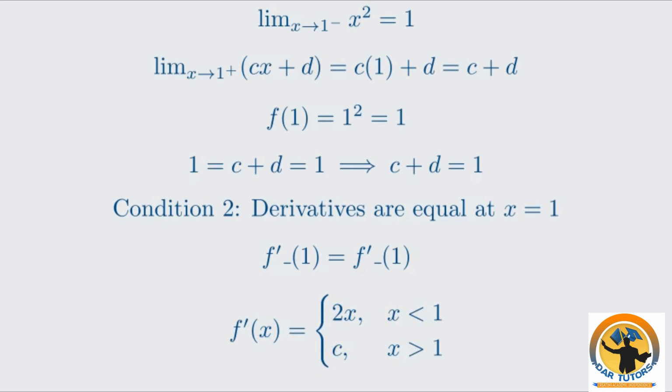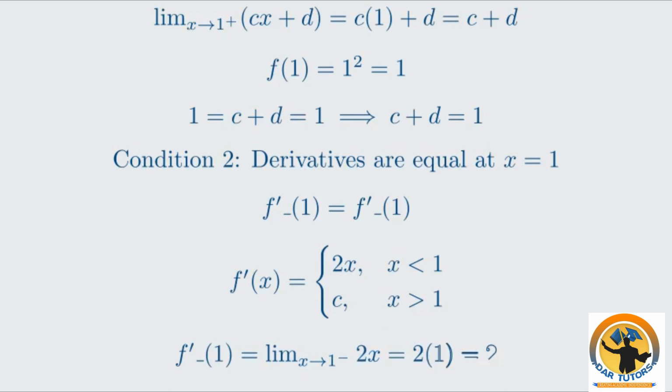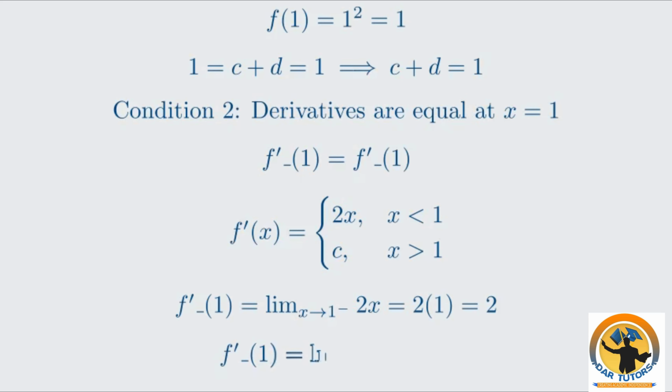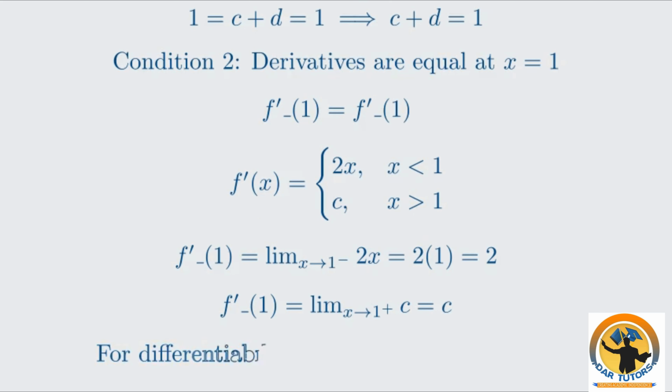Now we can find the one-sided derivatives at x equals 1. The left-hand derivative is the limit of 2x as x approaches 1 from the left, which is 2. The right-hand derivative is the limit of c as x approaches 1 from the right, which is c. For differentiability, these must be equal, so c must be 2.